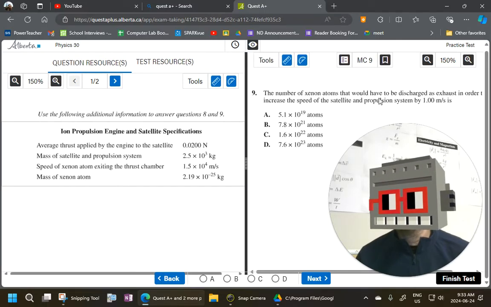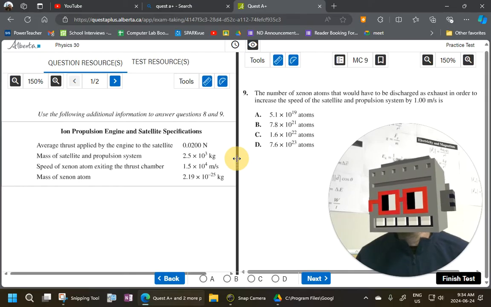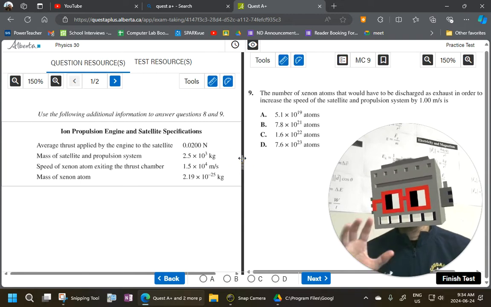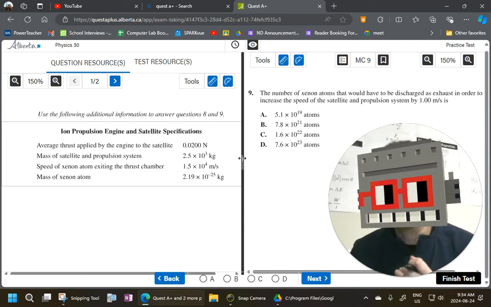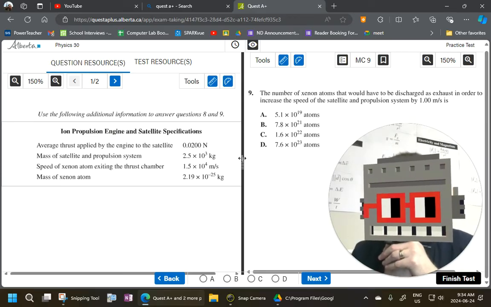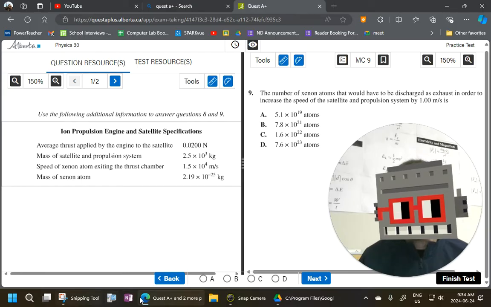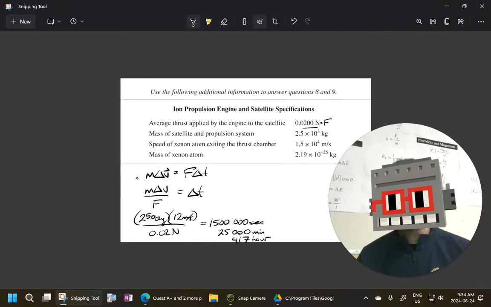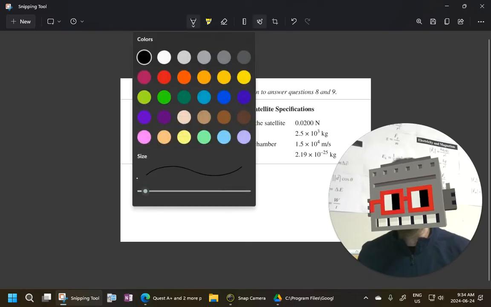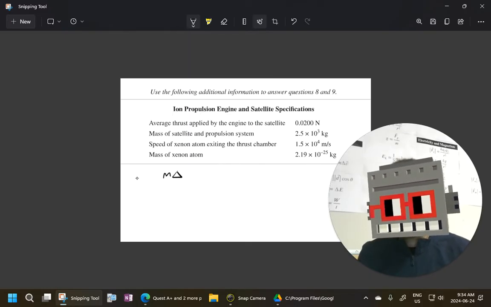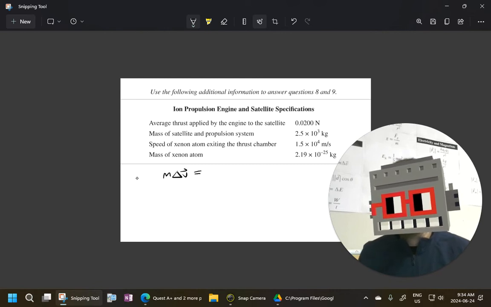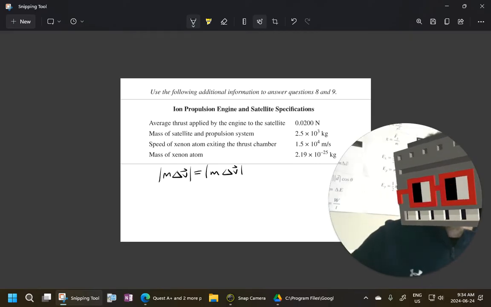The number of Xeon particles that would have to be discharged in order to increase the speed by 1 meter per second. Okay, so you keep on changing numbers around here a bunch. Would have to be how many atoms? Okay. So they want us to say that if the impulse of one is one direction, then the impulse in the other direction has to be the same, right? That's just Newton's laws. So if I use this information that I have here, let me just erase all this ink here, the impulse of the satellite is going to be equal, at least the absolute value, to the impulse going the other direction too, because of Newton's third law.